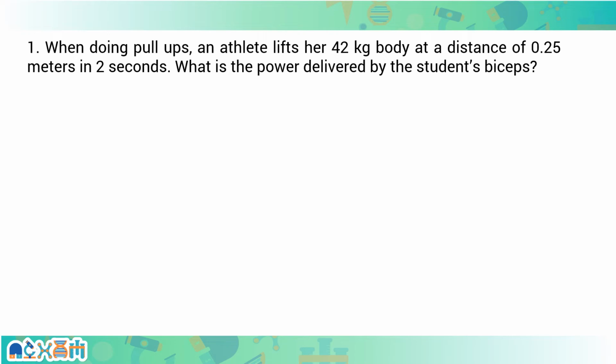So, to raise her body upward at a constant speed, the student must apply a force which is equal to her weight. Okay, that would be mass multiplied by gravity. The work done to lift her body would be work is equal to Fd, whereas F should be equal to the mass multiplied by gravity, or simply F grav.